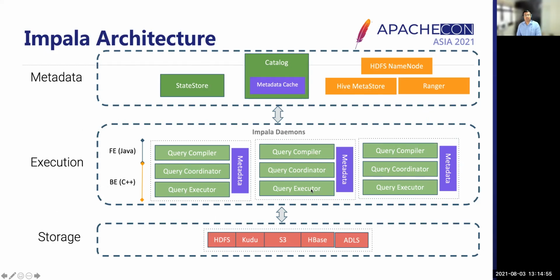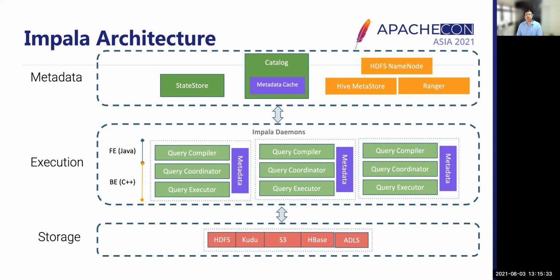Let's take a high-level look at the Impala architecture. The architecture can be broken into three layers: the metadata layer on the top, the execution layer in the middle, and the storage layer down below. The storage layer can be HDFS, Kudu, ADLS, S3, Azure, etc. The Impala daemons form the middle execution layer. Each of the Impala daemons is broken into three parts: the query compiler, the query coordination, and the query execution. On the top, at the metadata layer, we have the state store that distributes cluster state, cluster health, running queries, and the metadata among all the Impala daemons.